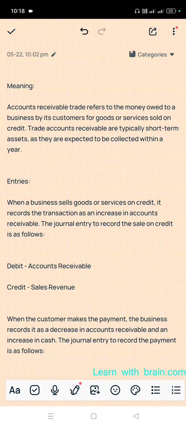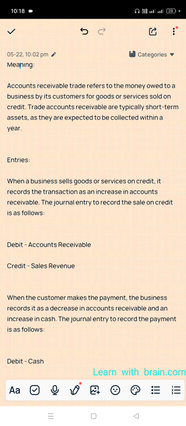Next we go for meaning. Accounts receivable trade refers to the money owed to a business by its customers for goods or services sold on a credit basis. Okay, trade accounts receivable are typically short-term assets as they are expected to be collected within a year. So these are all we have discussed. So simply, accounts receivable is money owed to a business by its customers for goods or services sold on credit.